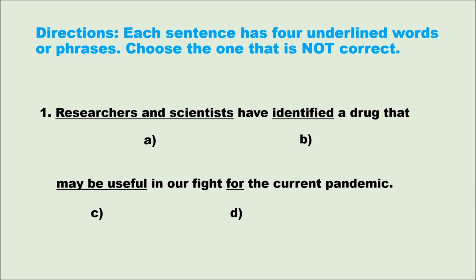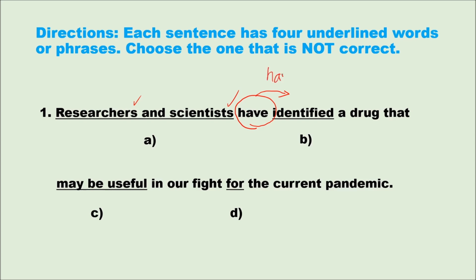Number 1. Researchers and scientists have identified a drug that may be useful in our fight for the current pandemic. Yudee, what word can we use as our first clue? I will look at the word have. Have. Excellent. What does have tell us? There must be a plural subject. Yeah, plural subject. We have researchers and scientists. This makes it a plural subject. There's one more thing that have helps us with, and that is the following verb. So both A and B can be solved with this one word.